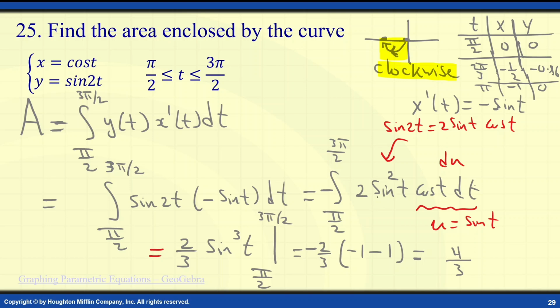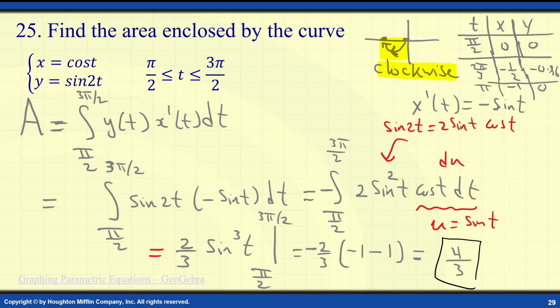Now here, this is a classic substitution. You use u as sine. Remember, this is sine squared cosine, so u equals sine, and this is its derivative. So you can easily find the integration as 2 over 3 sine to the power of 3 t. Remember to substitute the boundary. If you substitute the boundary, you'll get 4 over 3.